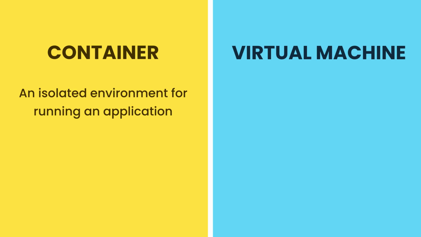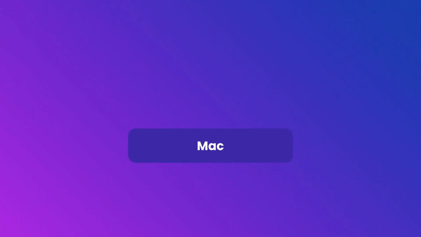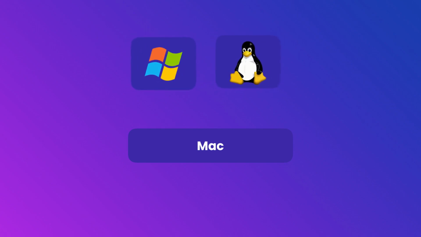Well, a virtual machine, as the name implies, is an abstraction of a machine or physical hardware. So we can run several virtual machines on a real physical machine. For example, we can have a Mac, and on this Mac, we can run two virtual machines, one running Windows, the other running Linux. How do we do that? Using a tool called hypervisor. I know, it's one of those computer science names.